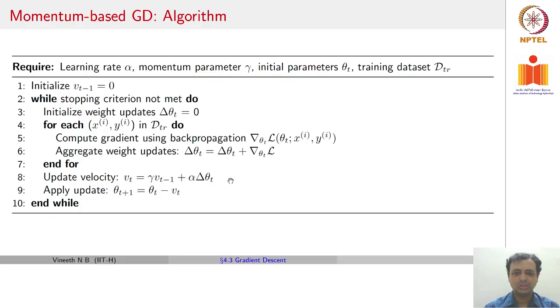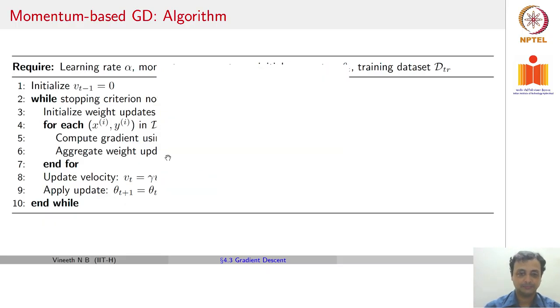Okay, one small change here is we removed the 1 by d training cardinality of the training set here just for convenience. You can assume that when we aggregate the weight updates, you're subsuming that there and taking the average across the training data points. So for convenience, you're going to avoid that.